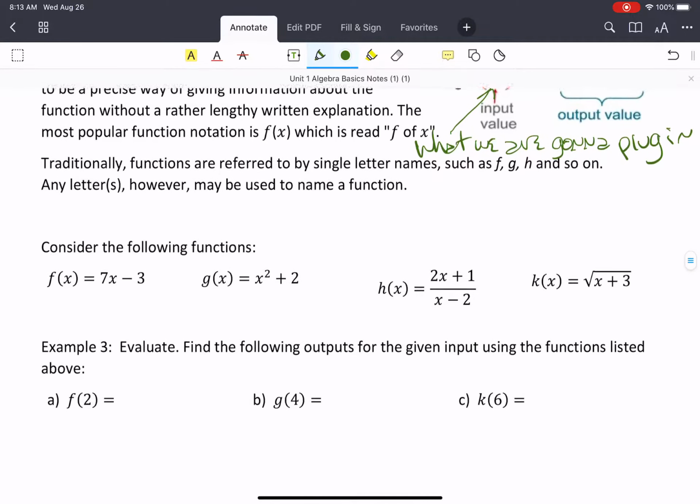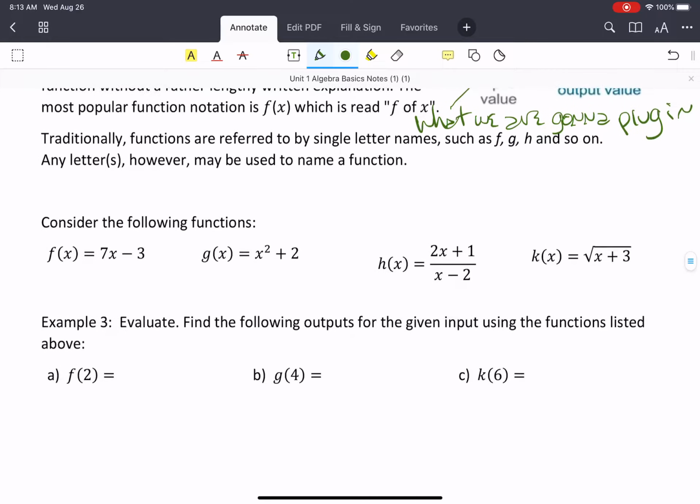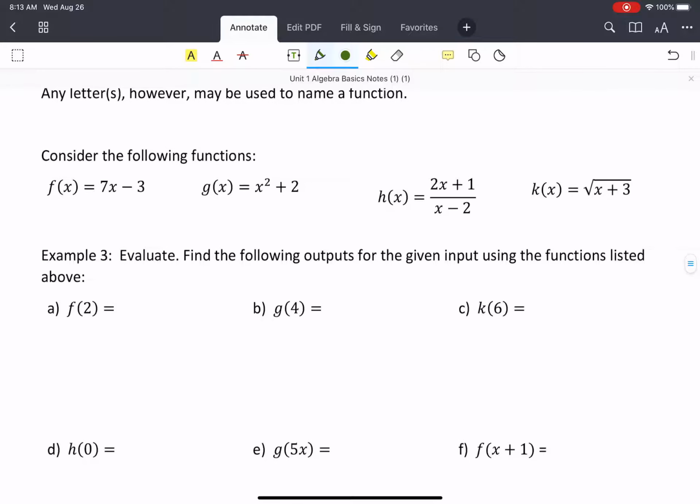Okay, so consider the function. I've got 4 different functions here. They all have an x that we're going to plug in, but there are 4 different names: f, g, h, and k. So here's how you evaluate a function. This one here tells me which function to use. So I want to use the function named f, okay? This here tells me what I'm going to plug in.